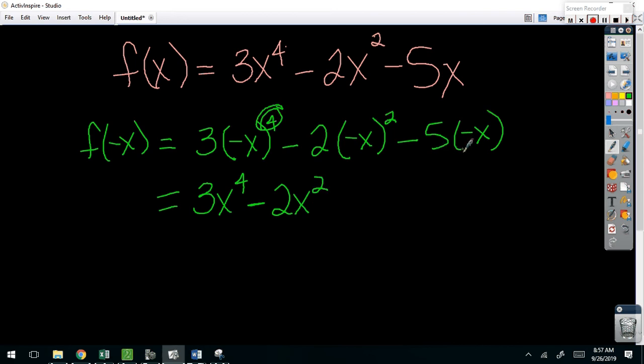How about this one? So I got negative 5 times negative x, which is positive 5x. Is it even, odd, or neither? Neither. It's not exactly the same, right? Because that last sign's plus, so that rules out even. It can't be odd because only the last sign has changed, not every single sign. So then I'd have to say this one is neither. It does not have either symmetry. Does that make sense to you? Yes, Jerome.